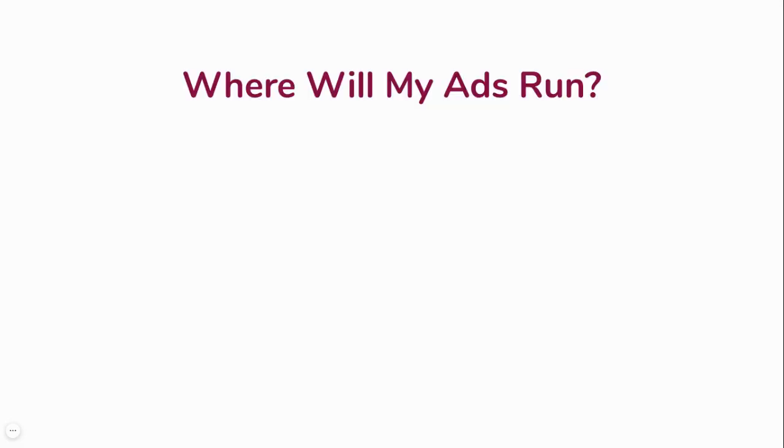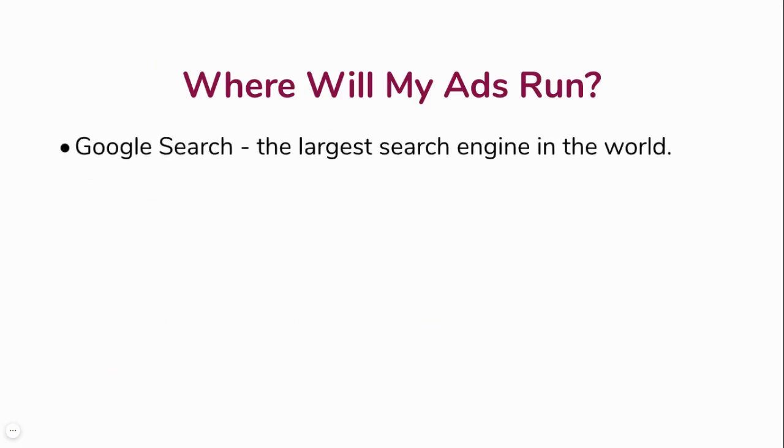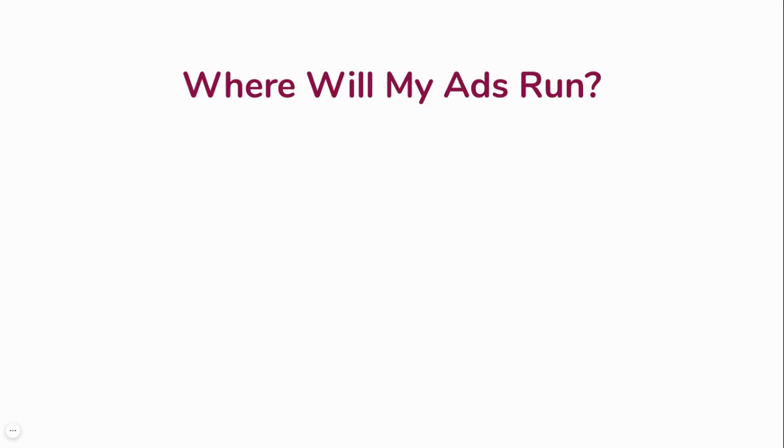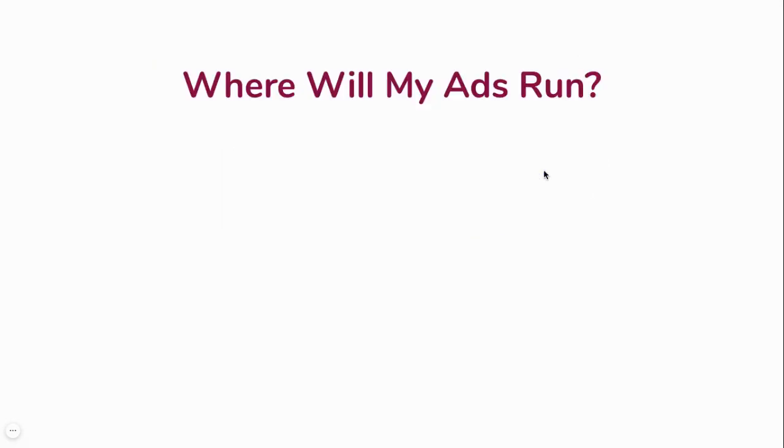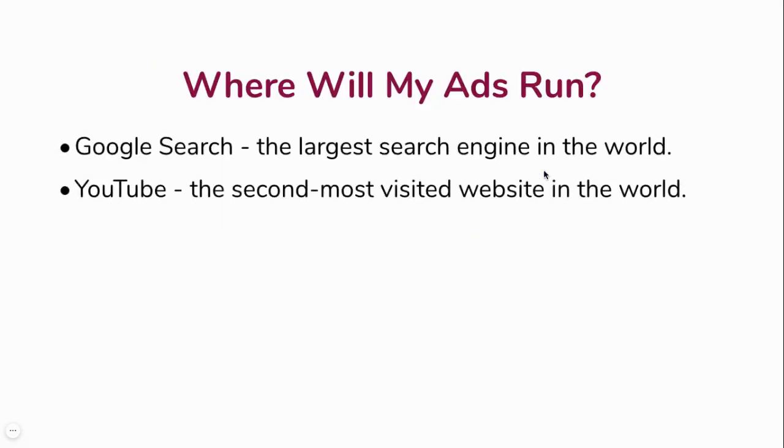Now, where will your ads run? Google search. This is Google search, in case you're wondering. This interface here is called Google search. This is the search engine result page. Your ads can also show on YouTube if you run Google Ads.